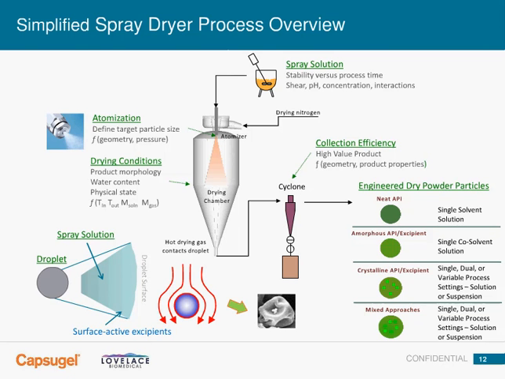But the API properties, excipient properties, and process can be used to manipulate the final product properties to our advantage. Sometimes an amorphous formulation works great, sometimes it may not.